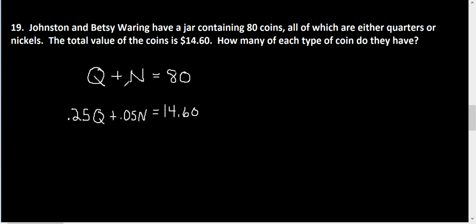So I can use what I have here and use my calculator with the decimals, or I can multiply everything by 100 and move the decimals over 2 places to the right, and therefore use whole numbers. So I could rewrite this bottom one if I chose to. I'll do it. You know, we didn't do this in class, but maybe it makes it a little bit easier. So this is going to be 25Q plus 5N equals 1,460.